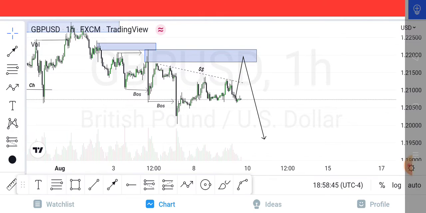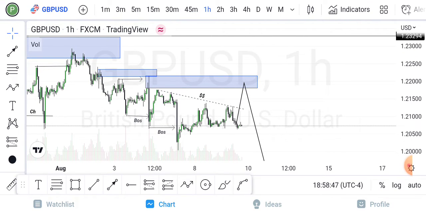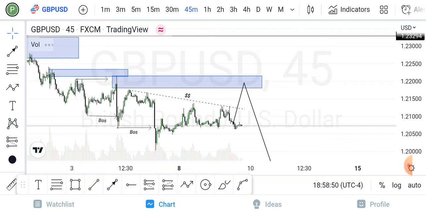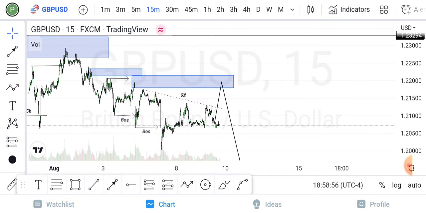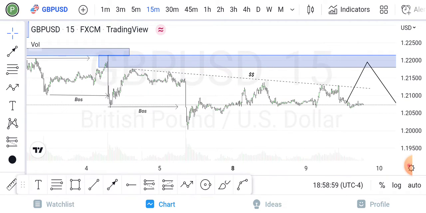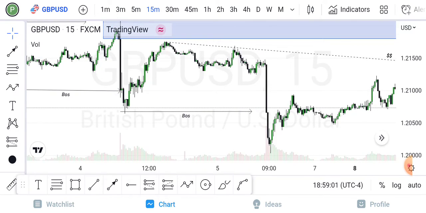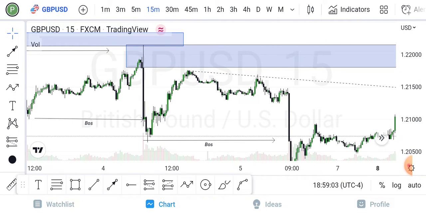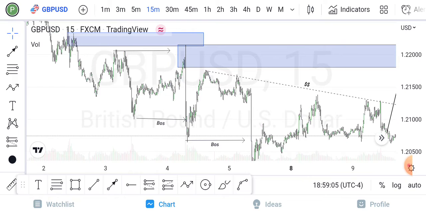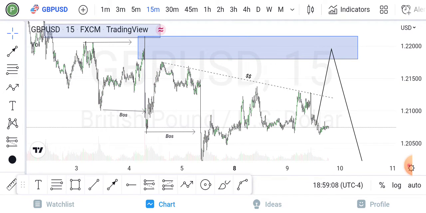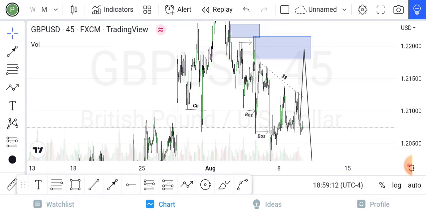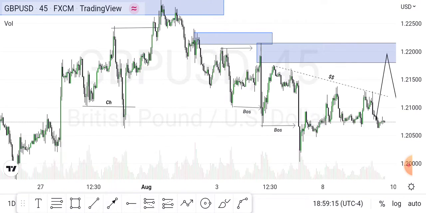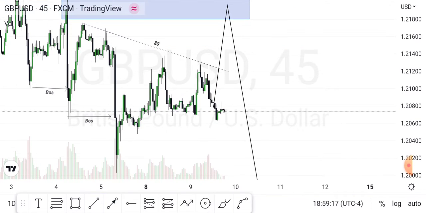So let's go down more to, let's say, the 45 minutes time frame, and let's see. Let's go to the 15. Okay. So in the 15 minutes we see, we are expecting price now to come mitigate our POI. So guys, this is what I think, and this is what I have come to the end of GU.